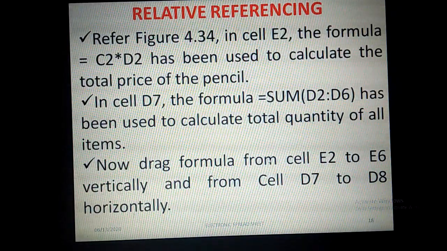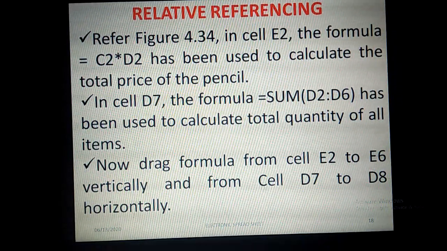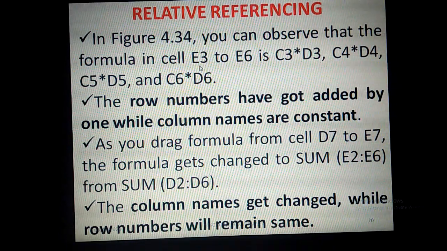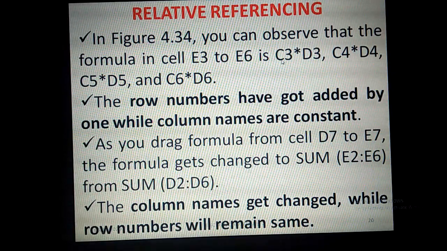Now drag the formula from cell E2 to E6 vertically and from cell D7 to D8 horizontally. In figure 4.34 you can observe that the formula in cells E3 to E6 is changed as C3 star D3, and E4 will be having C4 star D4, like that it will be copied to the other cells. The row numbers have got added by 1 while column names are constant here.